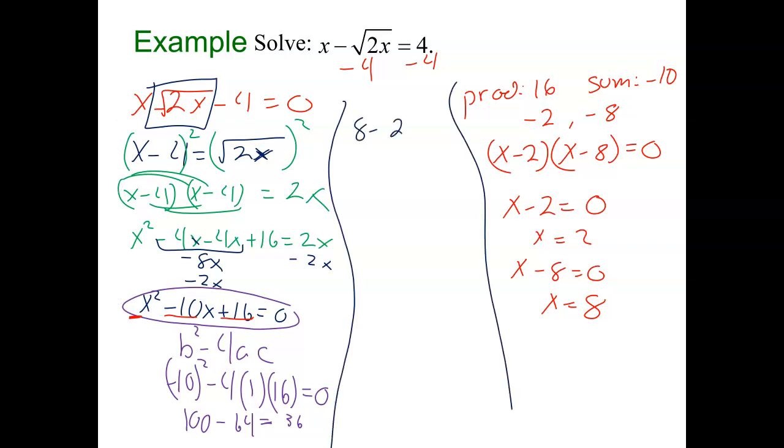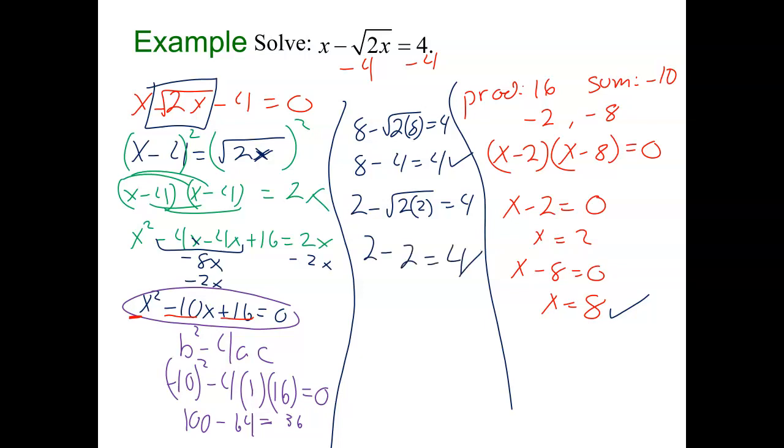8 minus the square root of 2 times 8 equals 4. What's 2 times 8? What's the square root of 16? Does 8 minus 4 equal 4? Okay, that one's good. And 2 minus the square root of 2 times 2 equals 4. What's 2 times 2? 4. What's the square root of 4? Does 2 minus 2 equal 4? No. So that one's extraneous. Our only solution is 8.